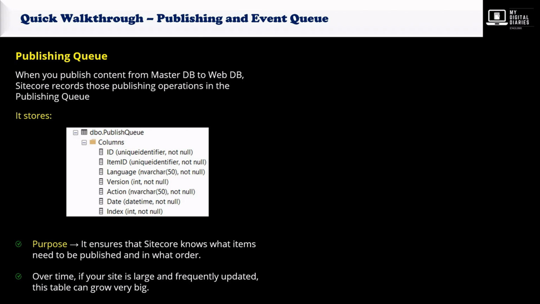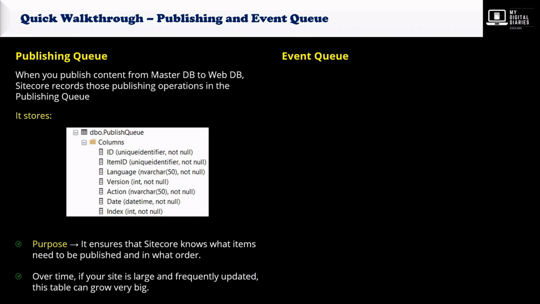But here is the real issue with the queue. On websites that are very large or frequently updated, the publishing queue table can grow extremely fast. This makes publishing operations slower because Sitecore has to work through more rows. Over time, if left unchecked, this can impact the overall performance of your publishing.